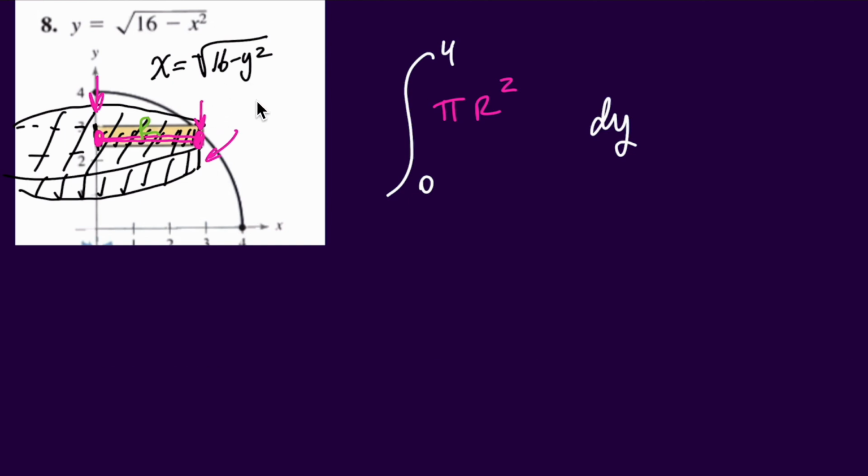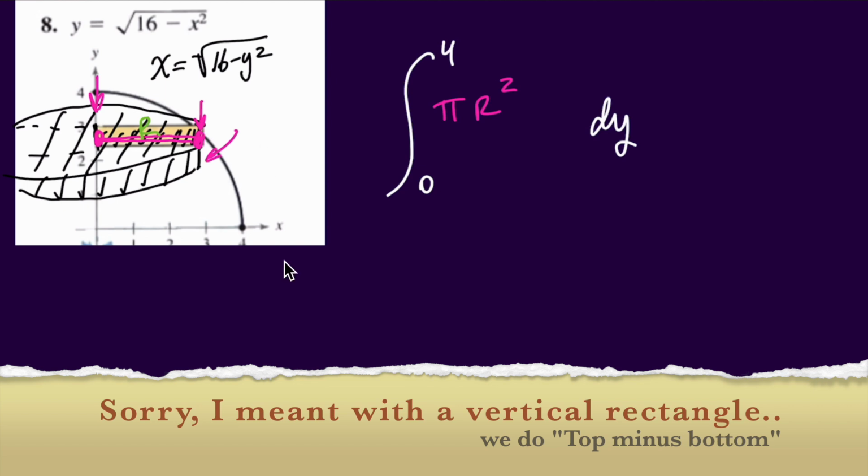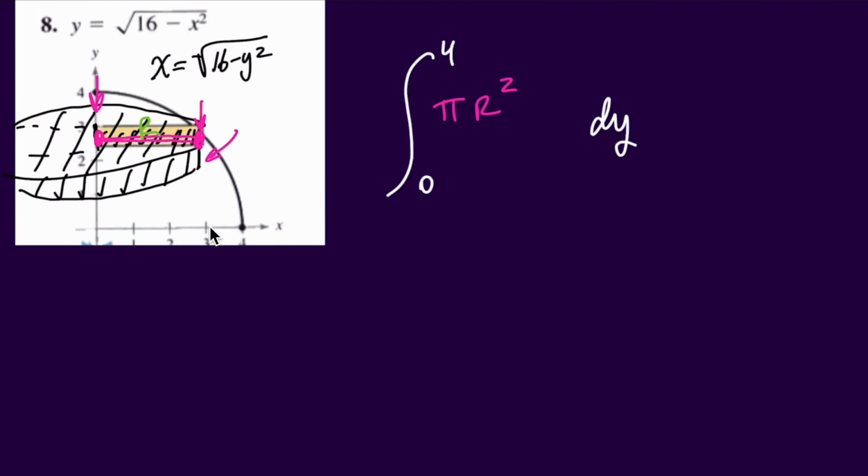The horizontal rectangle has us do the top function minus the bottom, but when we're horizontal, we do the rightmost function, where x is larger, minus the leftmost function, when x is smaller. So let's write that down: our r is going to equal the square root of 16 minus y squared, that's this part right here, minus x equals 0. So this is our r. That is our radius.